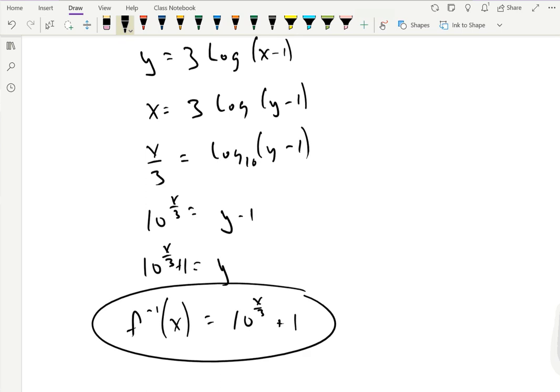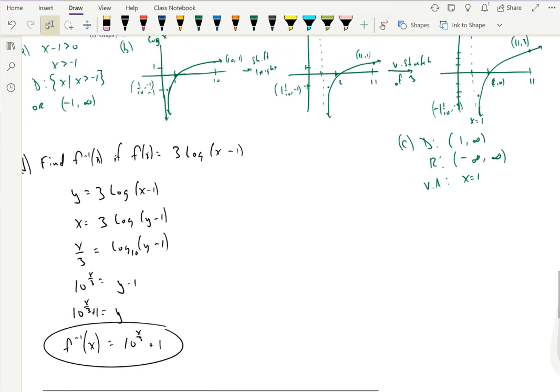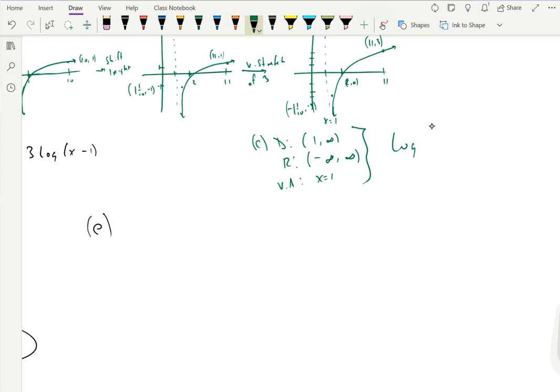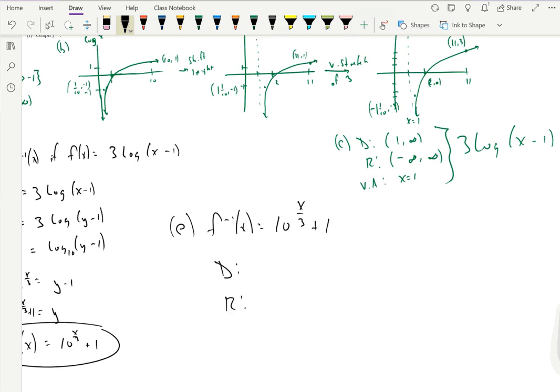So there's my inverse function, 10 to the x over 3 plus 1. Okay. And so the domain and range, we come back up over here. Okay, letter C here, this was 3 times log of x minus 1. Now we have our inverse. So our inverse function now is 10 to the x over 3 plus 1. So let's figure out our domain and our range.